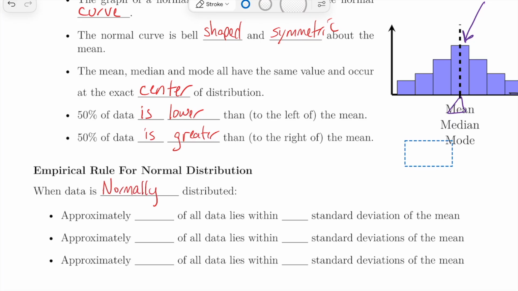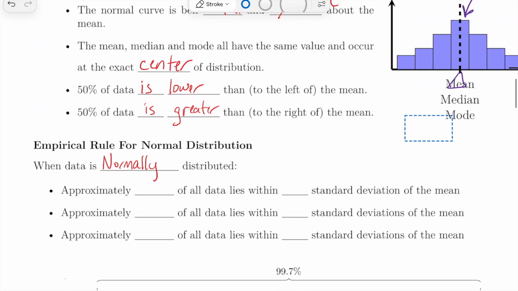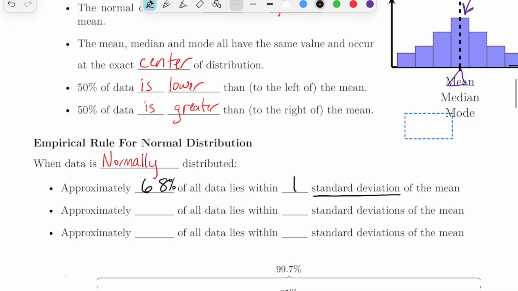Now, when data is normally distributed, what we would say is that about 68% of all the data lies within one standard deviation of the mean. Remember, standard deviation is talking about how far on average the points are away from the mean. Okay, so if we go out to the right one standard deviation, and to the left one standard deviation, then about 68% of data will be in there. And about 95% of the data is within two standard deviations, and 99.7% of data is within three standard deviations when you have normally distributed data.